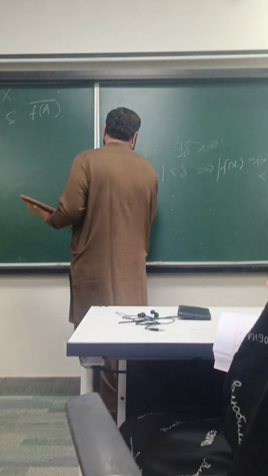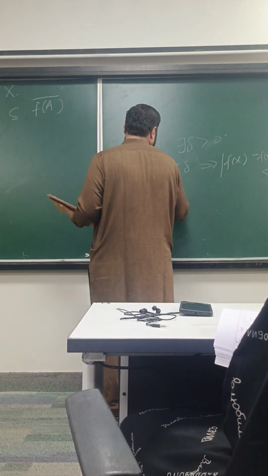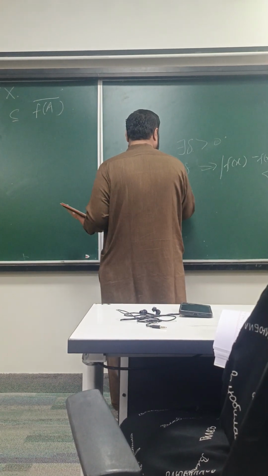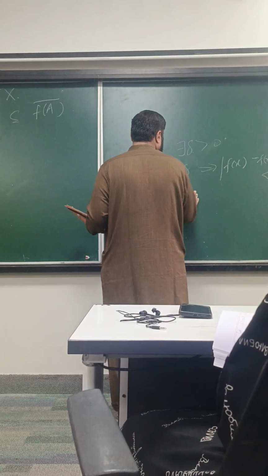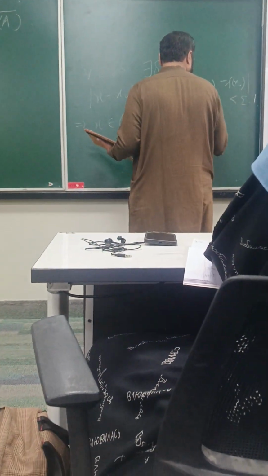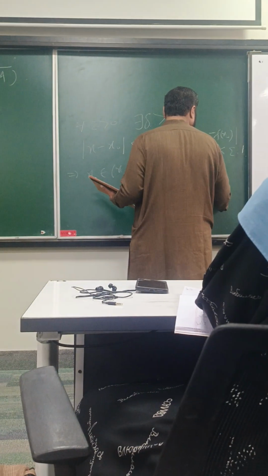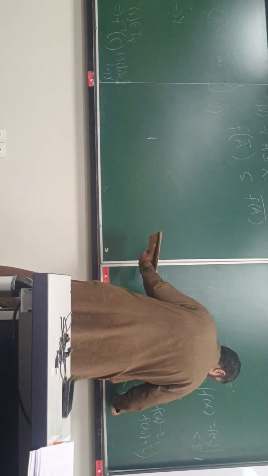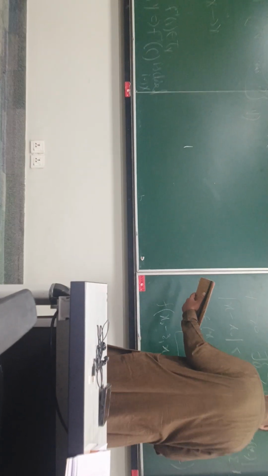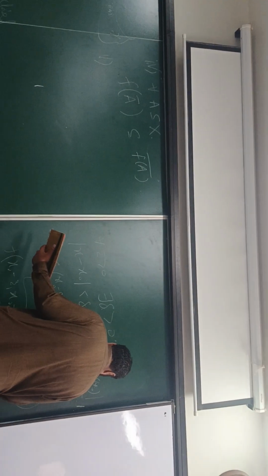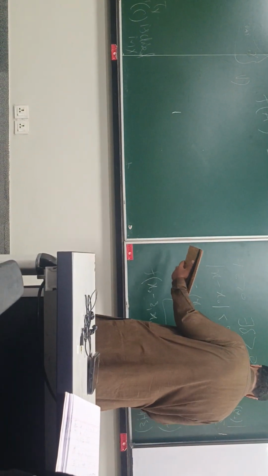What does it mean? It means that if x is in the interval from x naught minus delta to x naught plus delta, this implies that f of x is in the interval from f of x naught minus epsilon to f of x naught plus epsilon. That's what essentially it says.